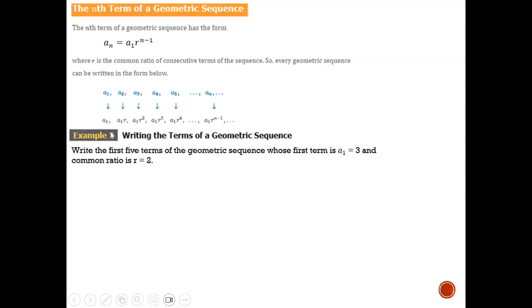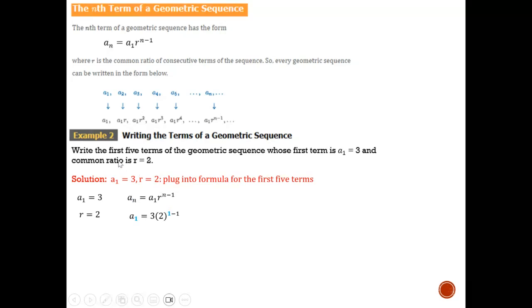Okay, now example 2. Writing the terms of a geometric sequence. It says write the first 5 terms of the geometric sequence whose first term is a1 equals 3, and the common ratio is 2. Okay, so they give us everything, guys, that we need. So plug them into the formula. an is equal to a1, which would be 3, times 2 to the n minus 1.